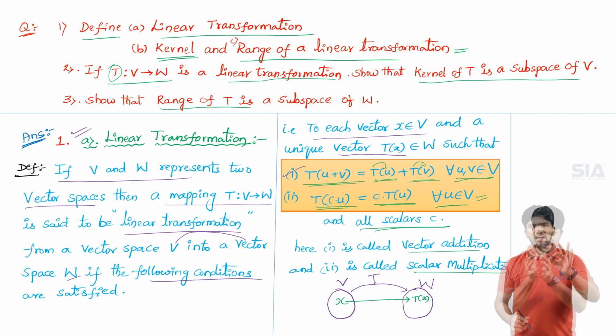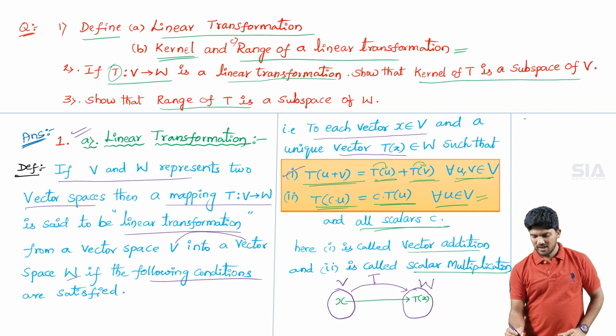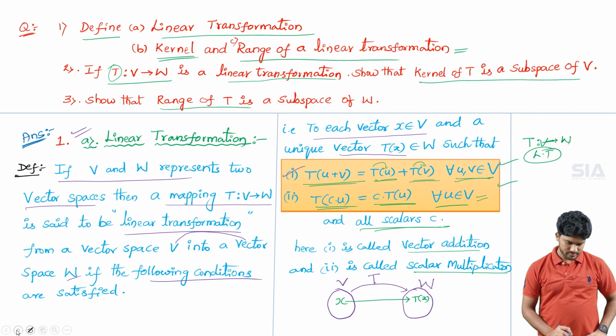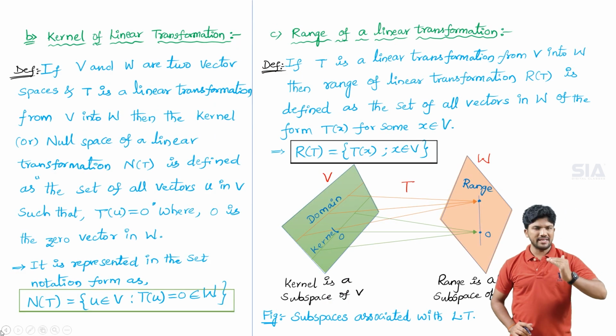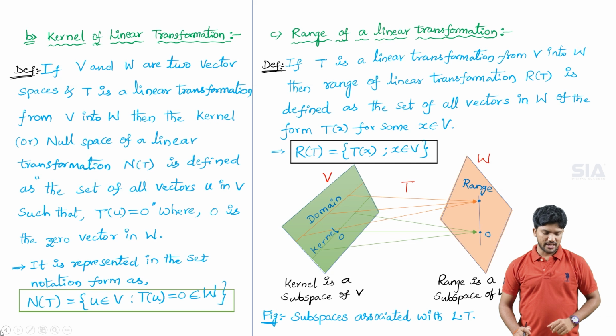The definition is nothing but capital T mapping capital V into capital W. If you want to say that capital T mapping capital V to capital W is a linear transformation, definitely it has to satisfy these two conditions, the highlighted conditions. Then that mapping is called a linear transformation. That is the definition regarding the linear transformation.